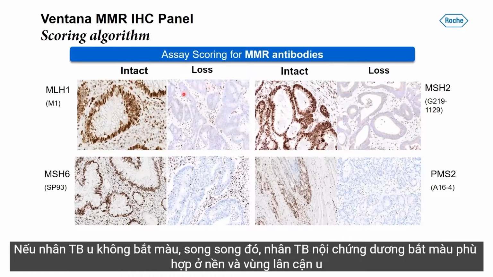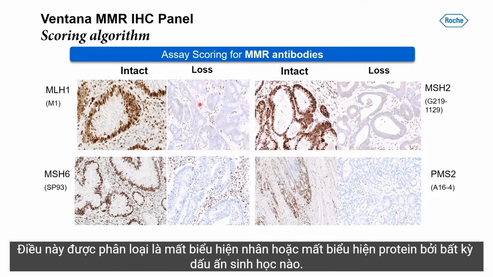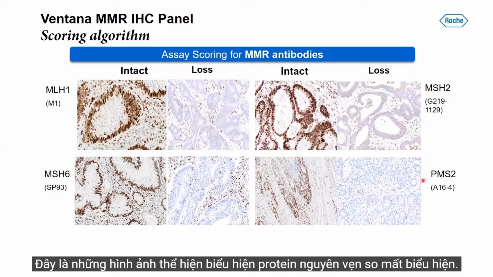If there is absence of nuclear staining in the tumor nuclei in comparison to acceptable positive staining by the stromal cells in the background, in the vicinity of the tumor, this would be categorized as loss of nuclear expression or loss of protein expression by whichever biomarker. And here are the images demonstrating intact versus loss.